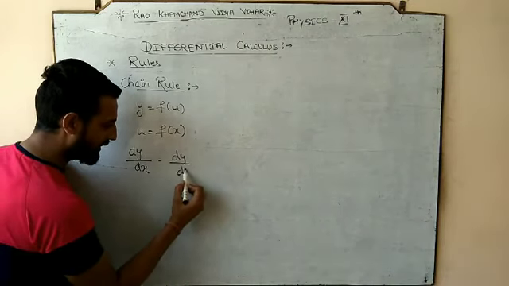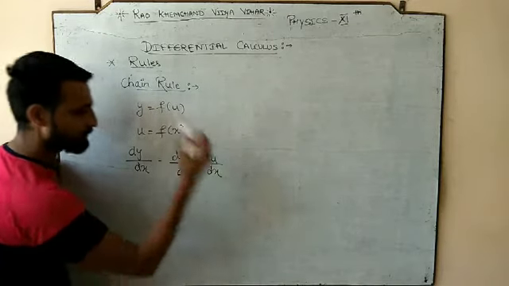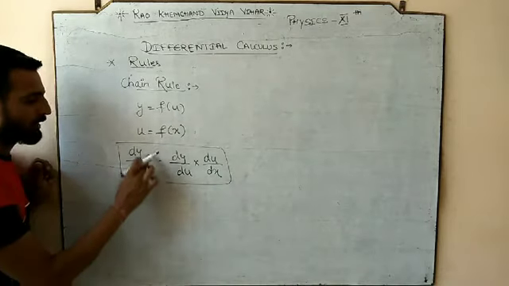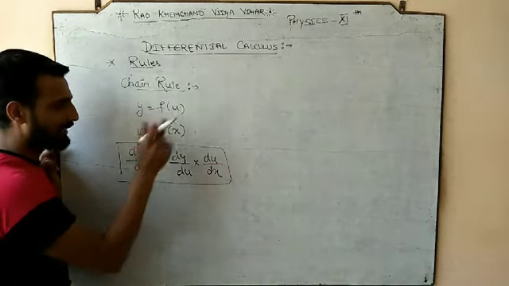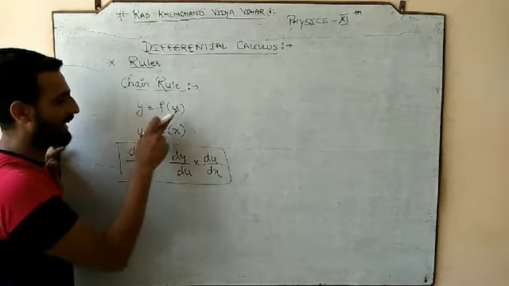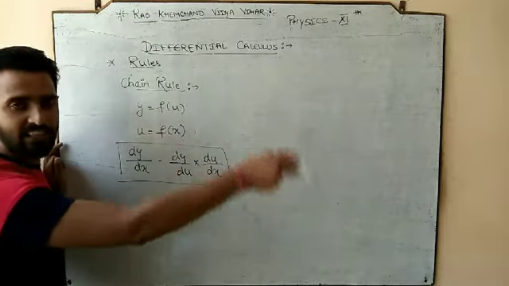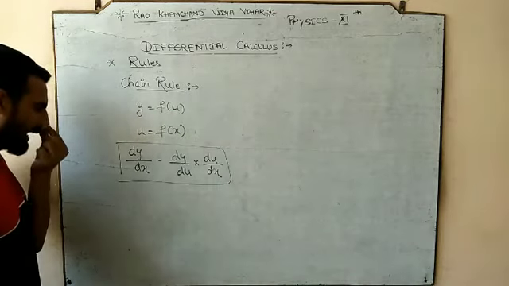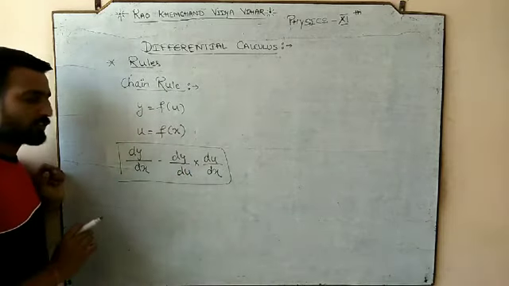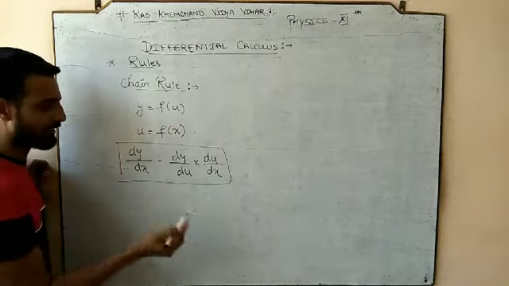So how we can solve this? dy by du into du by dx. Clear with that? Try to understand that. If I want dy by dx, so what is that link जो दोनों में कॉमन है? वो लिंक क्या है जो दोनों को रिलेट कर रहा है? That link is u. Y relates with u and that u is relating with the x. So here what we have done, we multiply with the du and we divide with the du.